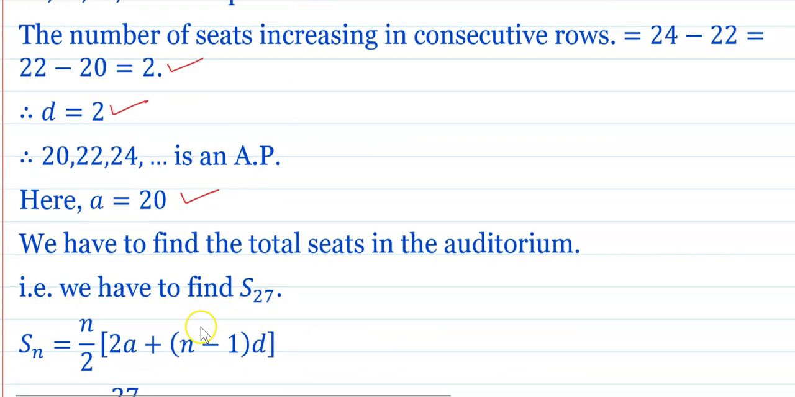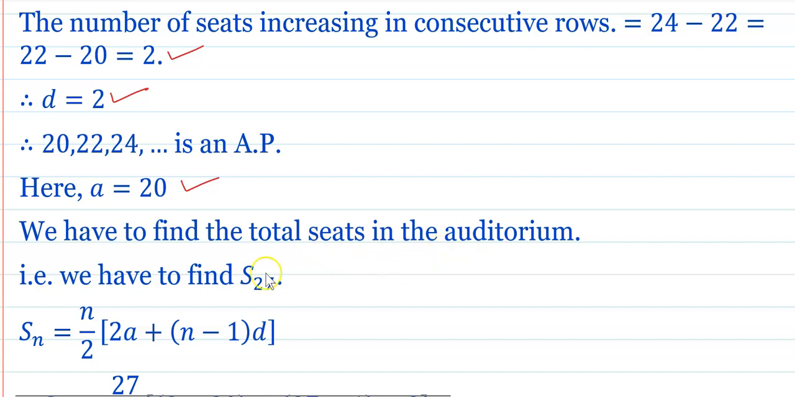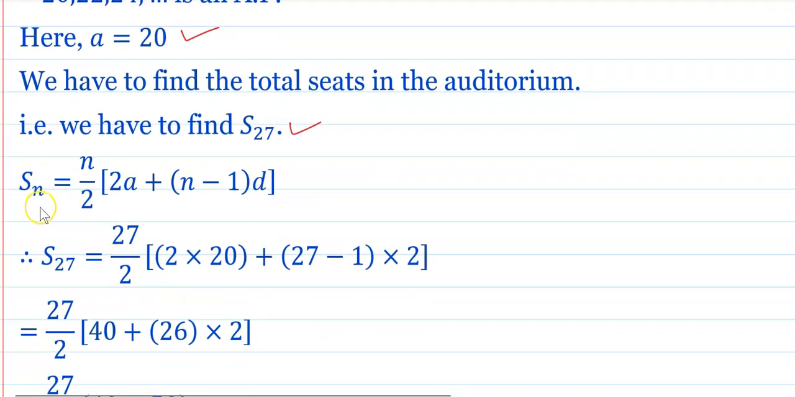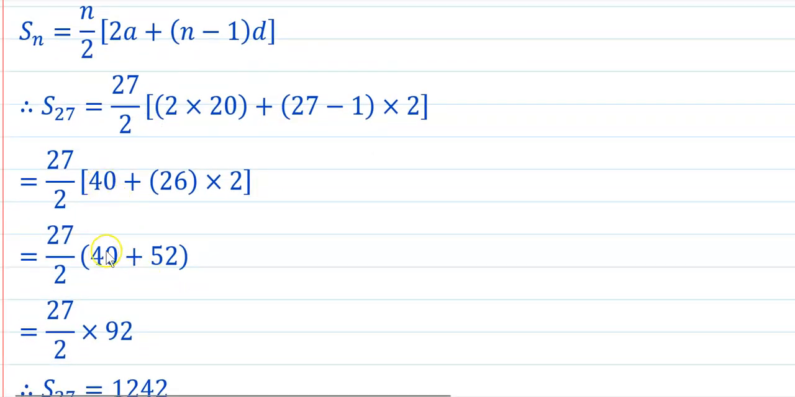A is 20. We have to find the total seats in the auditorium. That is, we have to find S27. Apply the formula. Sn is equals to n upon 2 in bracket 2A plus n minus 1 into D. S27, n is replaced by 27 upon 2 in bracket 2 into 20 plus 27 minus 1 into 2. After simplification, 2 into 20 is 40, 27 minus 1 is 26 into 2 is 52. 40 plus 52, you will get 92.